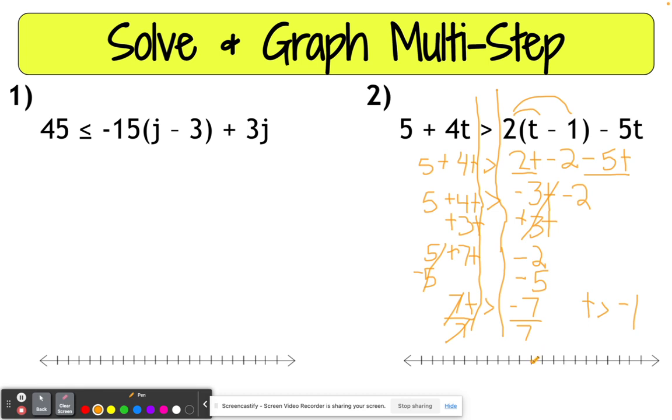So at negative 1 on my number line, I'm going to have, let me change colors, an open circle because it doesn't have the or equal to, and all numbers that are greater than negative 1, so my inequality, my solution will go to the right.